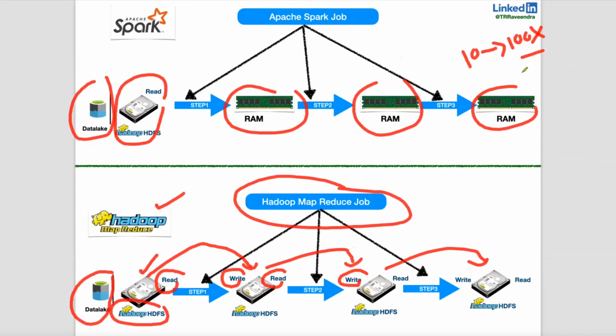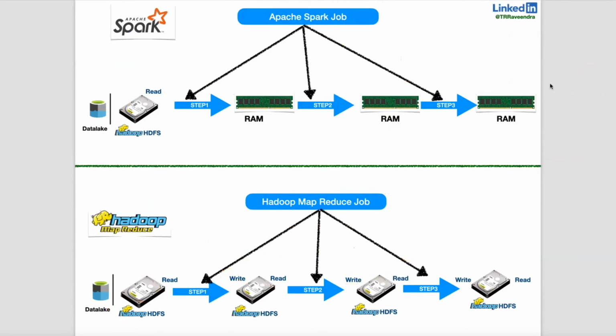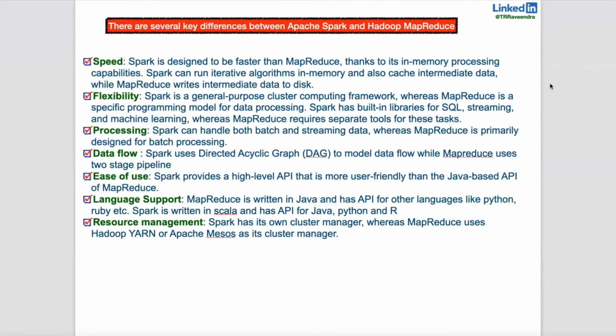And there are plenty of other reasons and benefits why we mainly look at Spark at the cloud level. When it comes to key differences between Spark and Hadoop MapReduce, one is speed, because Spark processes in-memory and Hadoop MapReduce processes on disk. In-memory is always faster than disk. Then flexibility. Spark is general purpose cluster computing, nothing but a distributed in-memory parallel processing engine.